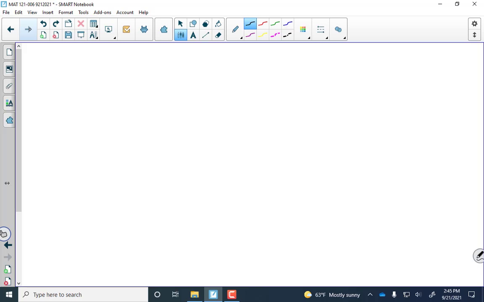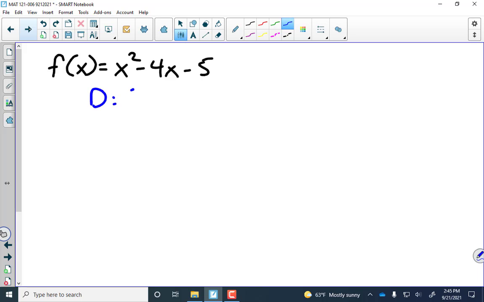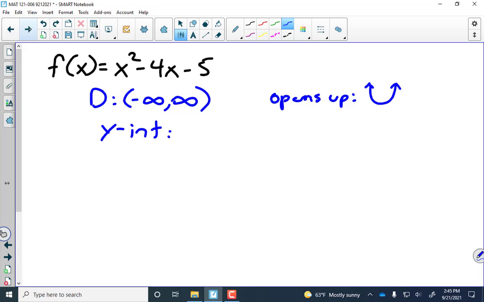Last thing of the day. This is our cool down, everyone. Is that a quadratic, everyone? It sure is. What's the domain? Negative infinity to infinity. Which way does it open? Up. What's the y-intercept as an ordered pair? 0, negative 5.